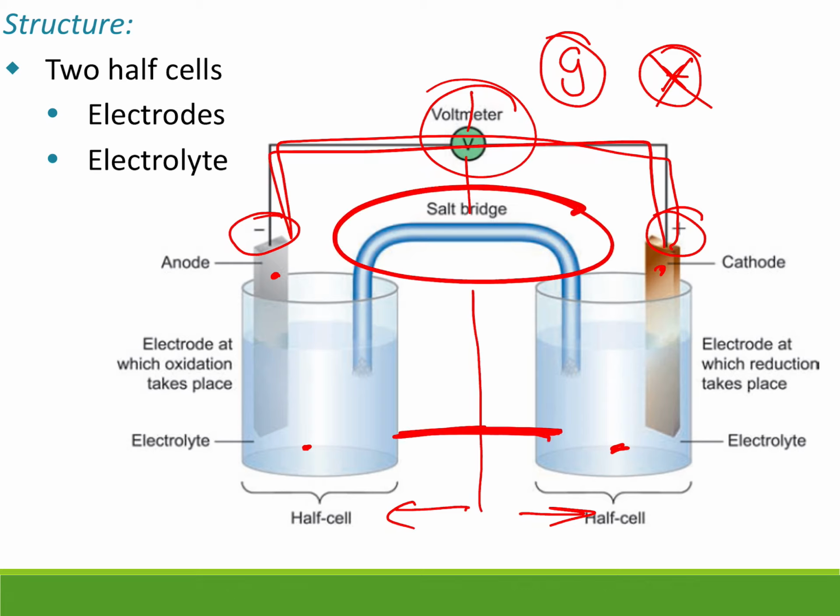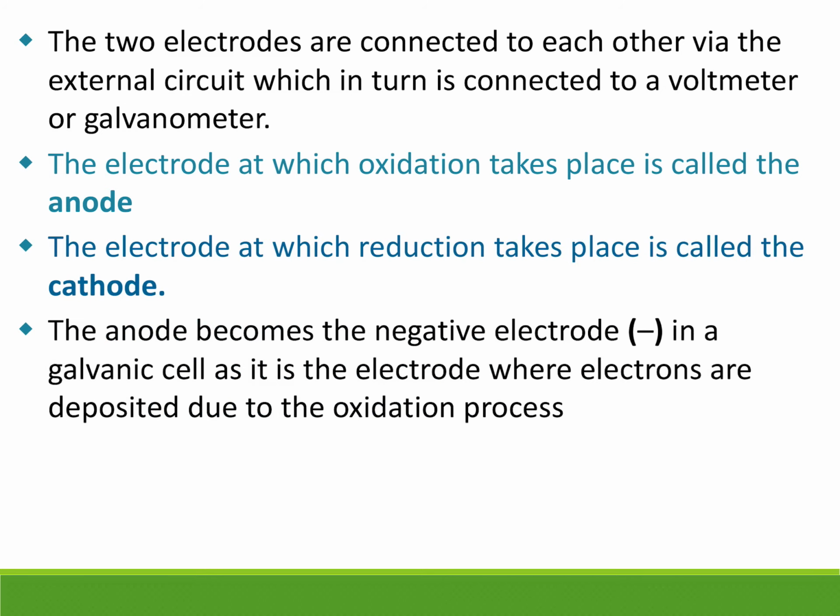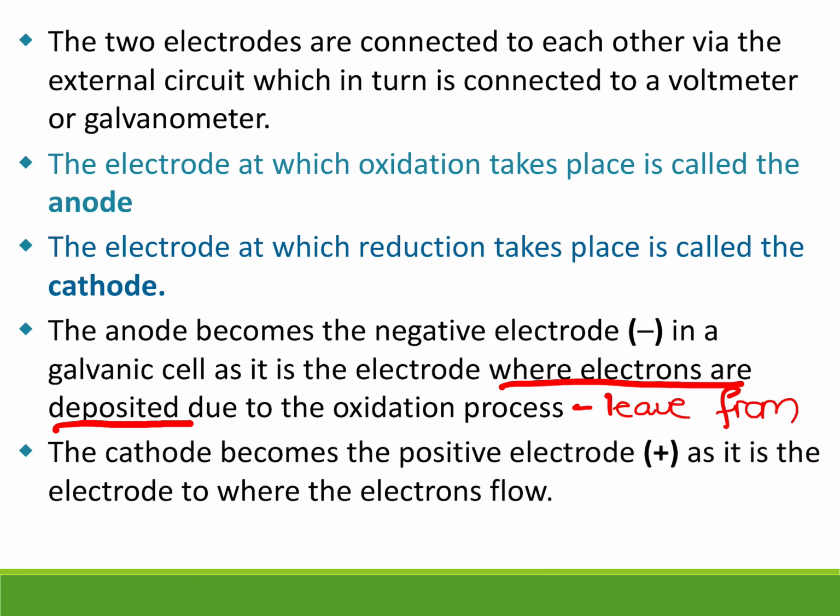The electrode at which oxidation takes place is the anode. That hasn't changed. Same as with an electrolytic cell. The electrode at which reduction takes place is still the cathode. Same as with the electrolytic cell. The anode now is negative because it's where the electrons are deposited and the electrons leave from. Okay, so the electrons leave from the negative. The cathode needs to be positive because it's where the electrons need to go. The electrons must be attracted to the cathode.